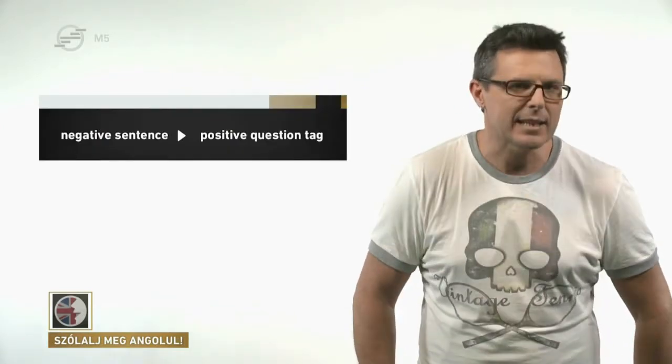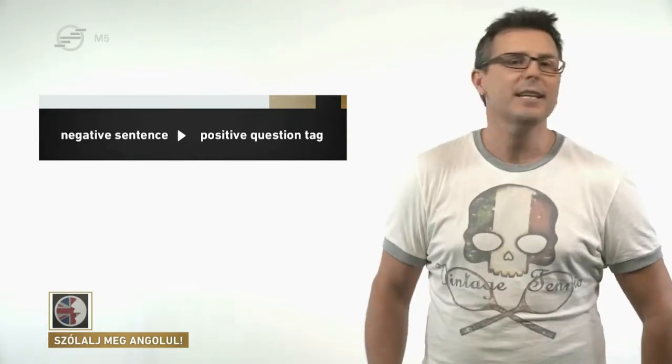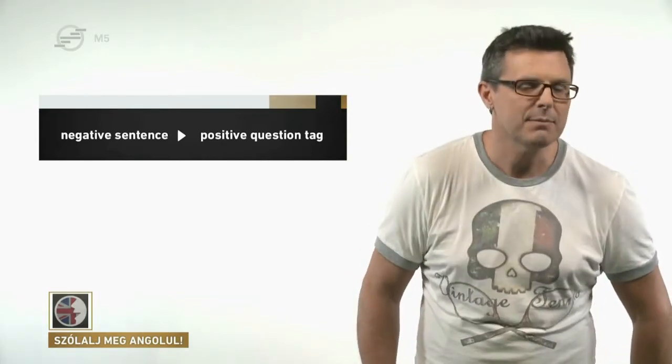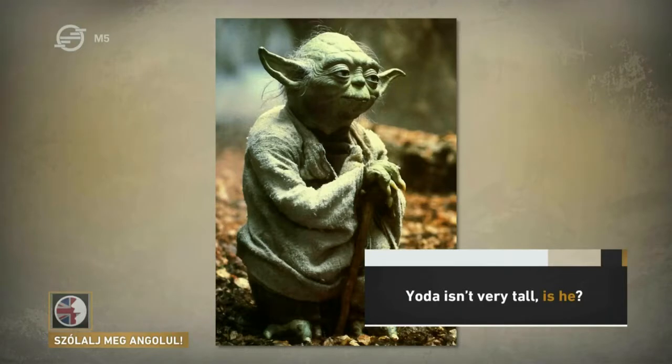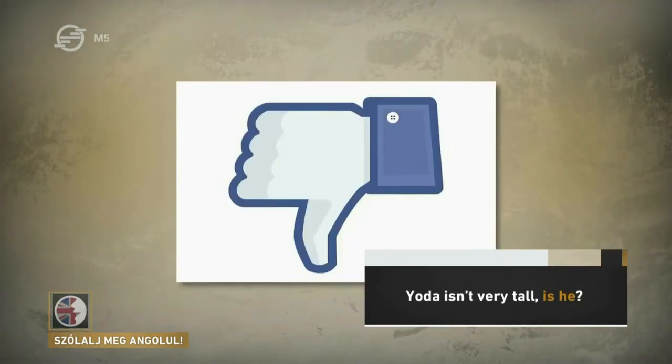Now, what about the other way around? What do we do when the sentence is negative? Well, what do you think? That's right. If the sentence is negative, then the question tag is positive, like this. Yoda isn't very tall, is he? Now here, the sentence is negative, so the question tag is positive.